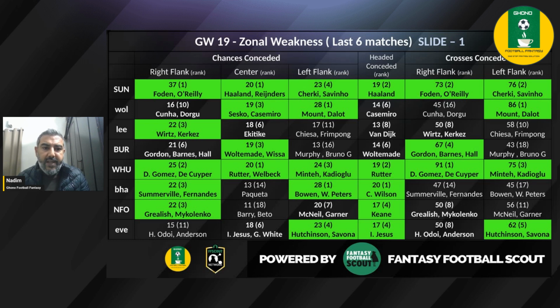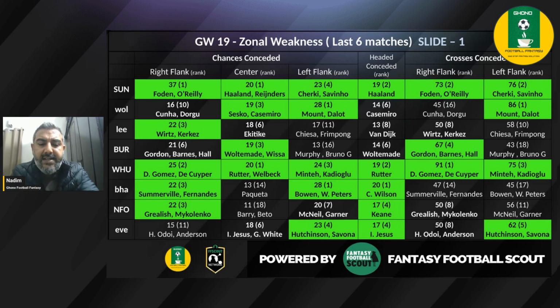But again, if Dorgu tends to play in his particular area, which is the right flank, then that would be an important area as well. Wolves in particular look a little bit stronger, given they have considered only 16 chances and are ranked 10th worst.